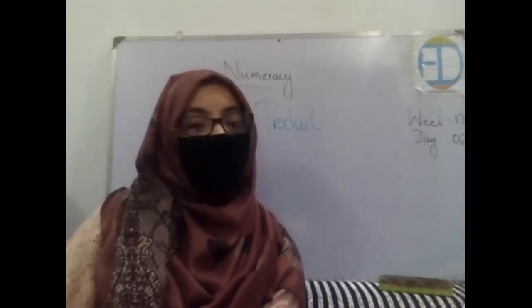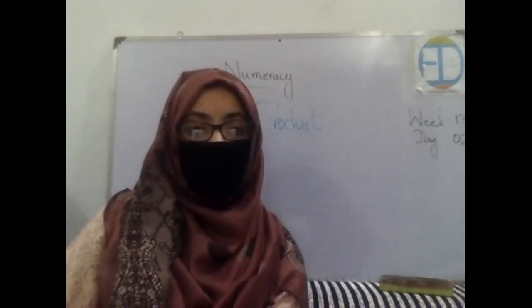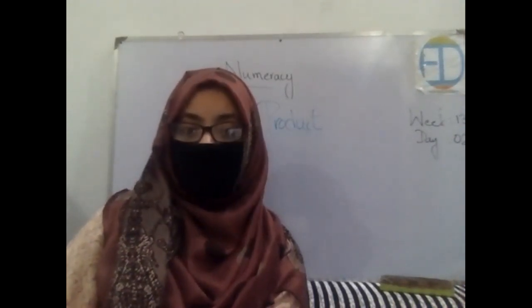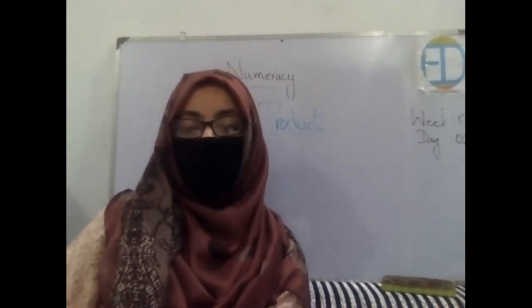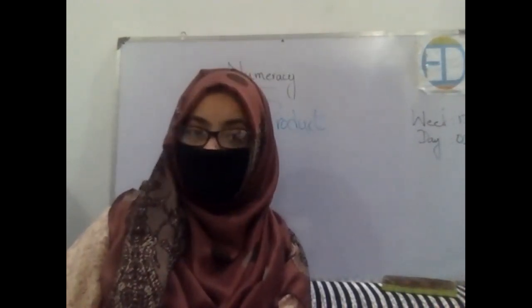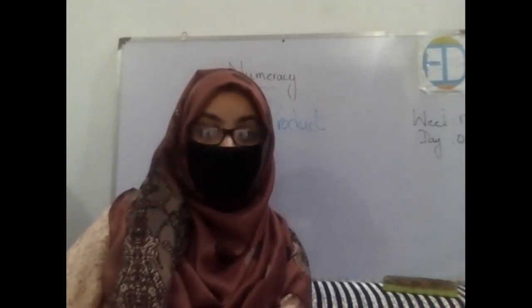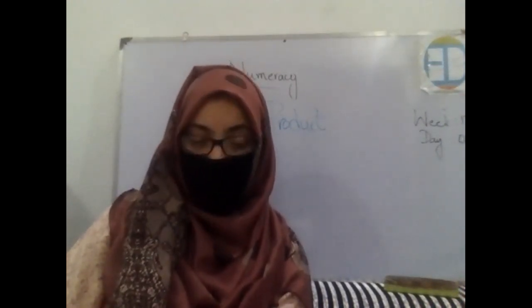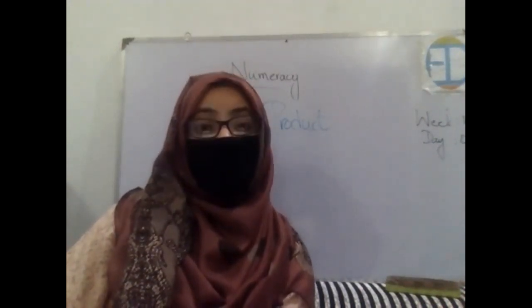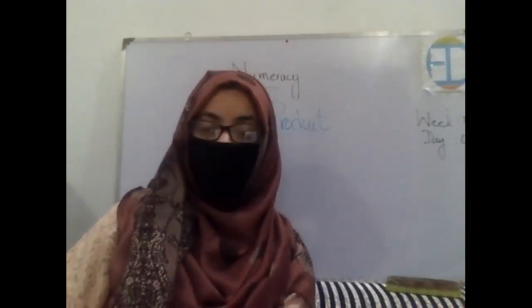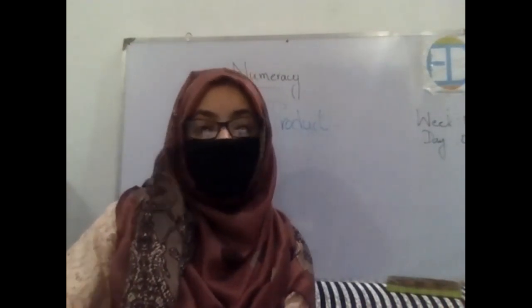What is the answer of 5 plus 7? 12. Excellent, Abdullah. What is the answer of 11 minus 5? 11 minus 5. 6. Very well done. Okay, what comes after 15? 16. Very well done. What comes before 49?